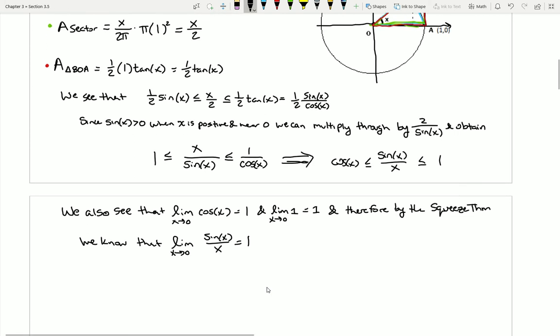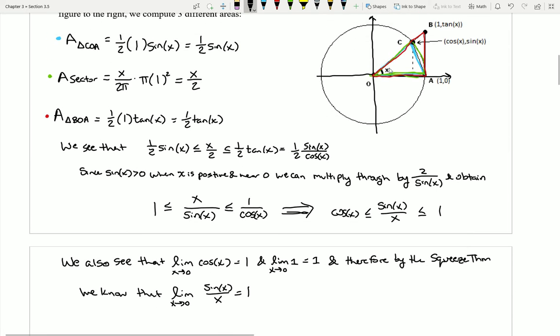Now, technically here, since I was having x approach 0 from the positive direction, I would only be able to show this from the right. However, I can say here that a similar argument would show that the limit as x approaches 0 from the left of sine of x over x would also equal 1.